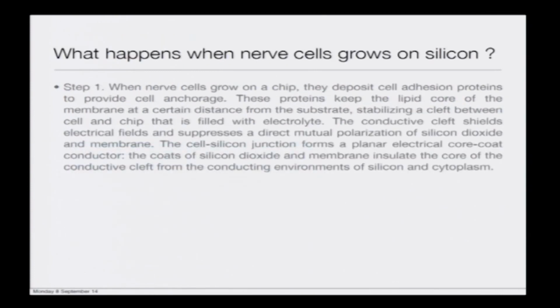Now, let us see what happens with the silicon. So, what is the process systematically? Let us go through it. Okay? When nerve cells grow on a chip, they secrete proteins, cell adhesion proteins, to provide cell anchorage. So, these cells adhere to the surface.